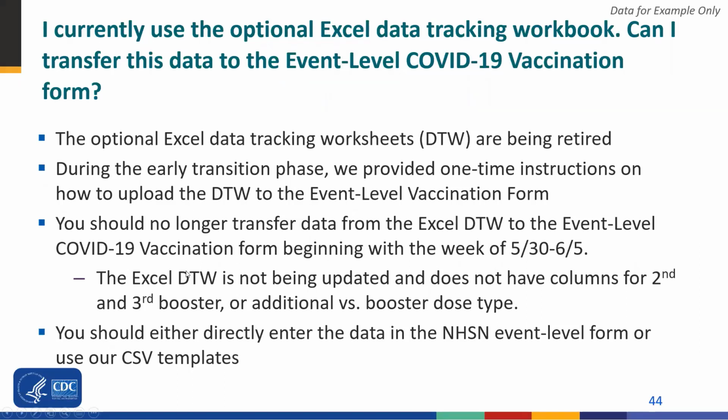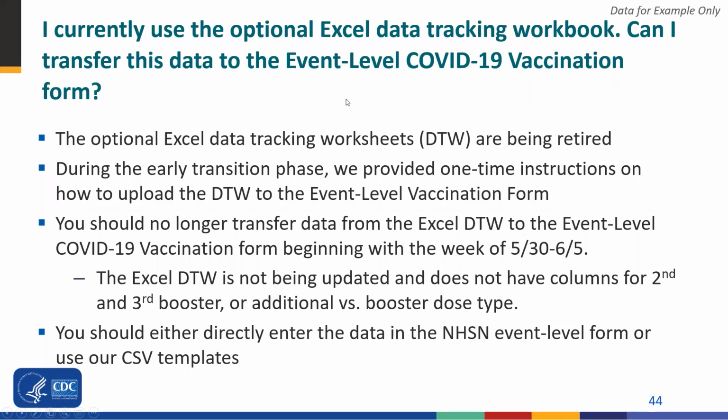And this is because the Excel data tracking worksheet is no longer being updated for long-term care facilities and does not have columns for second and third booster doses. So if you want to transfer your Excel data tracking worksheet over, it will have to be for weeks before 5/30, or the other option is that you can either directly enter your data into the NHSN EventLevel form, or you can use one of our CSV templates for uploading data directly to the NHSN event level form. And Heather, do you have anything to add to this?